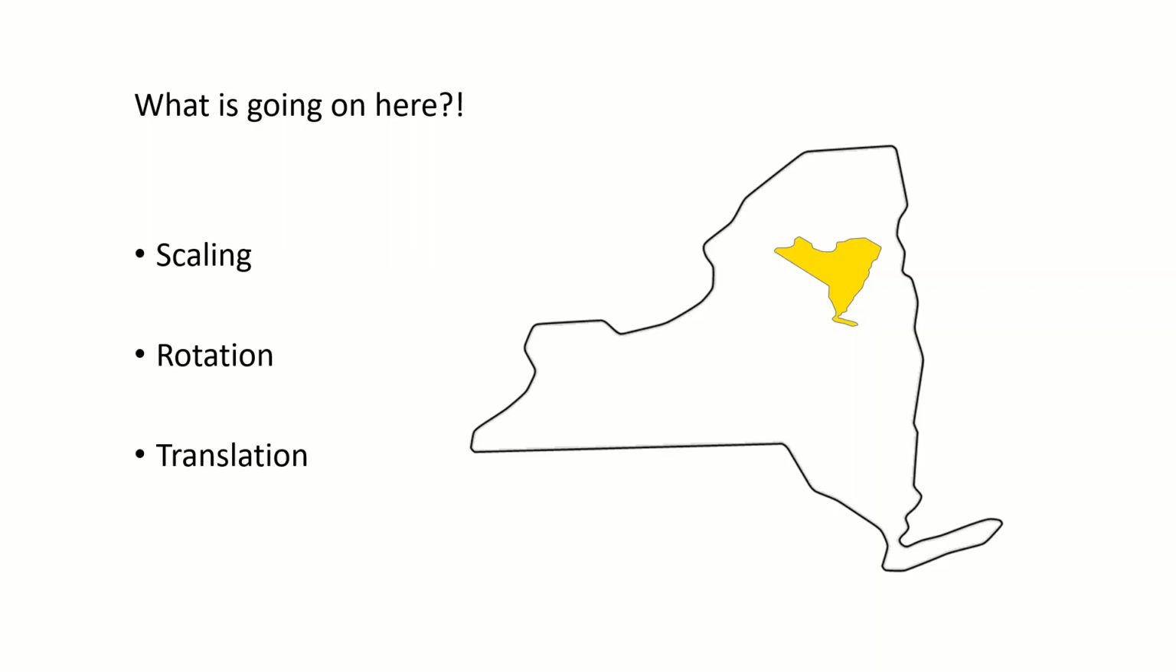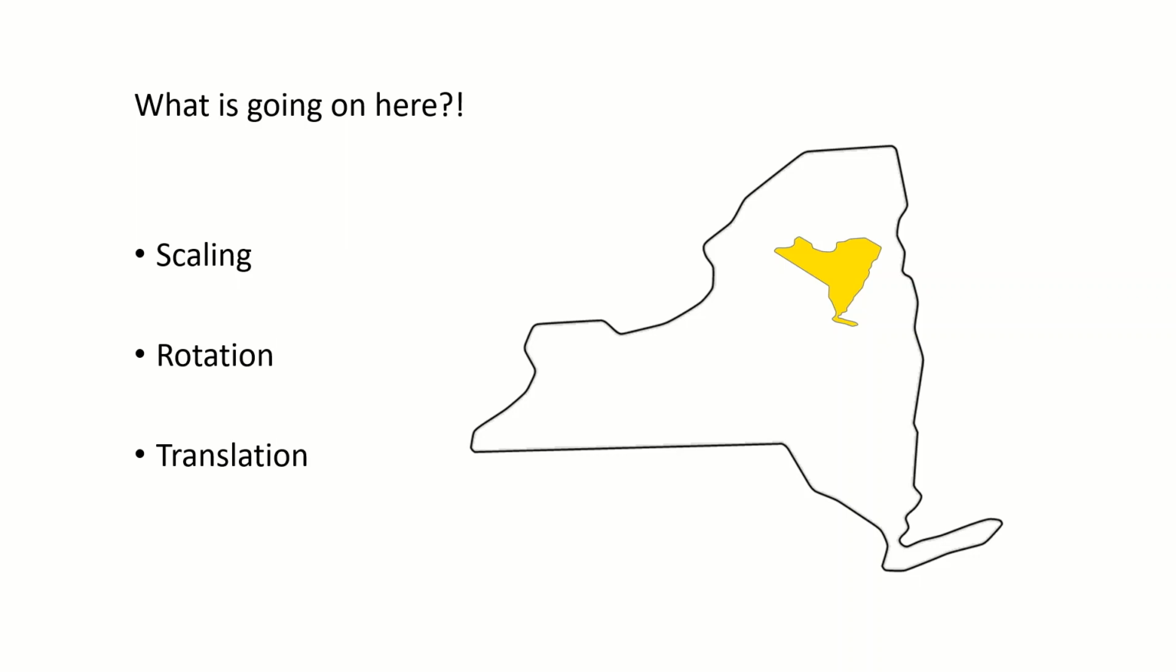And the third thing is translation, meaning the map has just moved because it could be placed anywhere in the city. Scaling changes the size but does not change the angles. As you can see, the shape of the map is the same as the shape of the city. Rotation also doesn't change the shape, it just rotates the whole thing. Translation is a simple move from one point to another, keeping the same angle.